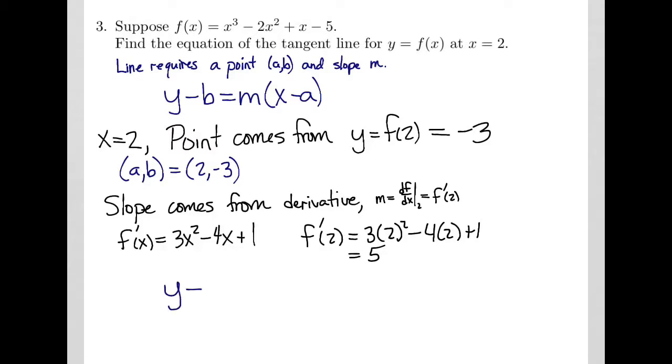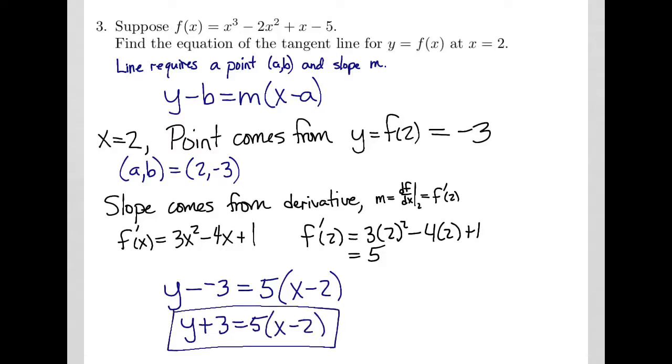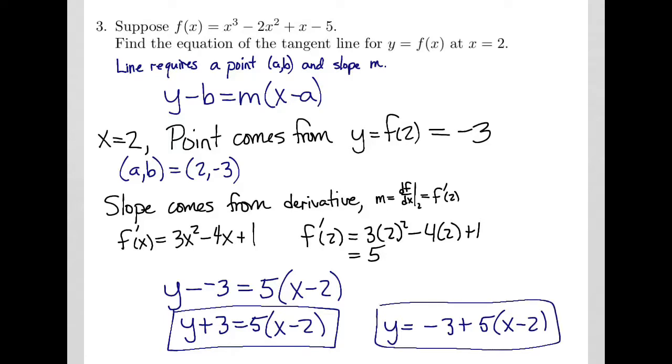y minus the y value is the slope times x minus the x value. In other words, y plus 3 equals 5 times x minus 2. And that's the equation of my line in point-slope form. That's what I'd be looking for. If I need to solve for y, I just add or subtract the negative 3 to the other side: negative 3 plus 5 times x minus 2, which is just as good.